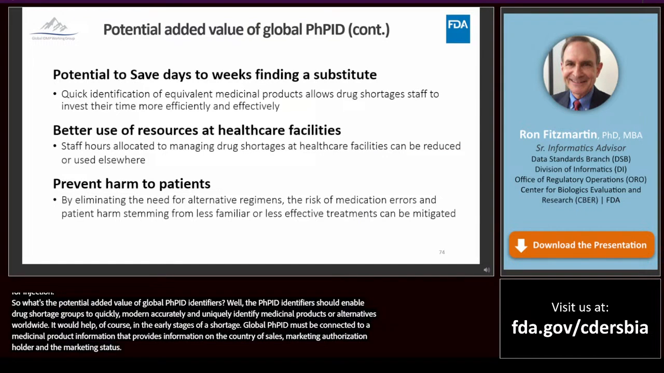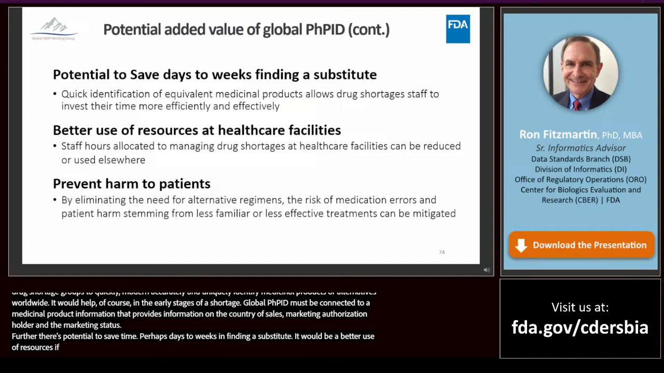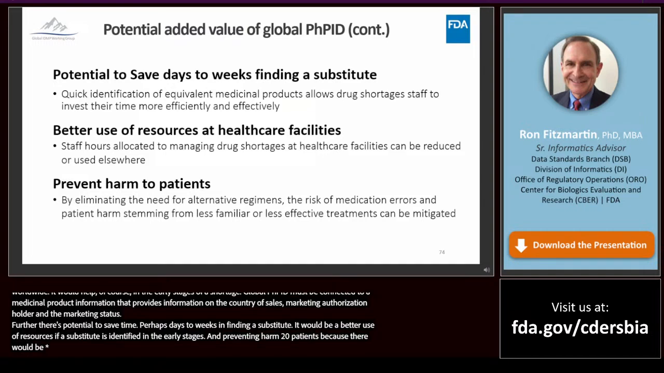Further, there's potential to save time, perhaps days to weeks, in finding a substitute. There would then be a better use of resources if a substitute is identified in the early stages, and preventing harm to patients, because there would be no need for alternative treatments or perhaps less effective treatments.